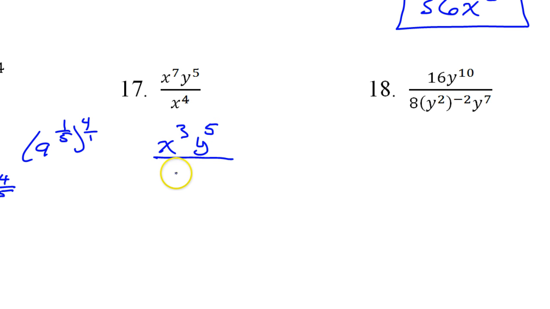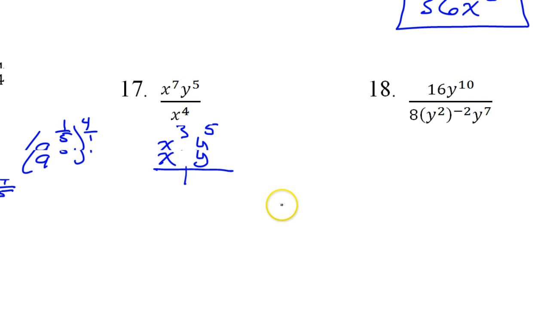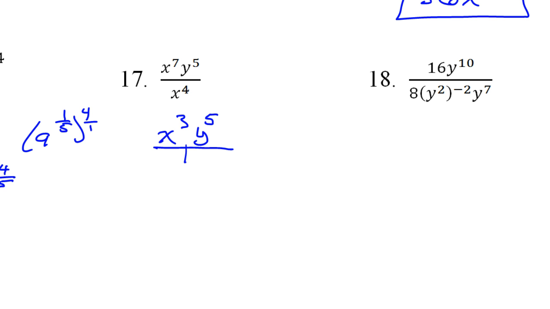And so we don't have anything left in the denominator. We don't have to put a 1 or anything. We only have to do that when it's in the numerator. So that's it. X to the 3rd power over y to the 5th power.